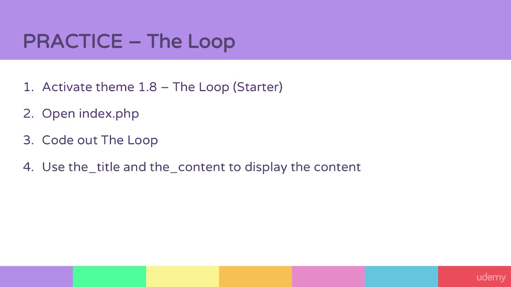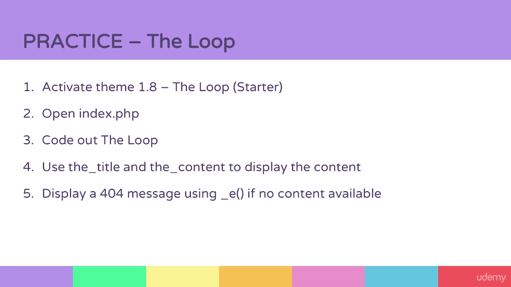And then within the loop, within the while loop portion of it, use the title and the content to display the content, display a 404 message using the _e if there's no content available. And then since this theme doesn't really have a menu, so to say, you could just open a page or post from within the WordPress admin area. So navigate to that page and then click View Post, and you could test it that way.